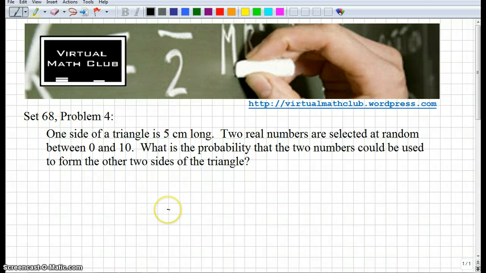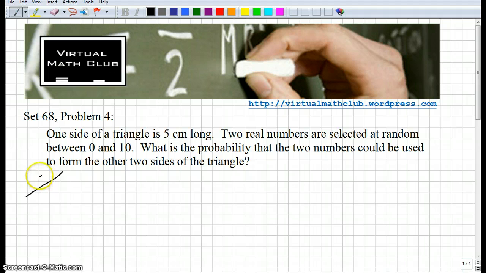Alright, we're given that one side of a triangle is 5 centimeters long. And then we're going to choose two real numbers at random between 0 and 10. And the question asks, what's the probability that the two numbers chosen could be used to form the other two sides of a triangle? Alright, so let me just draw.